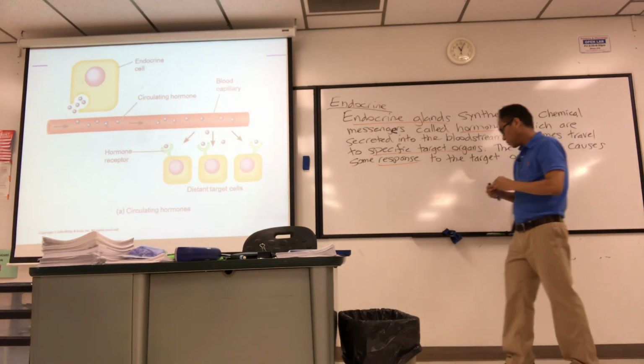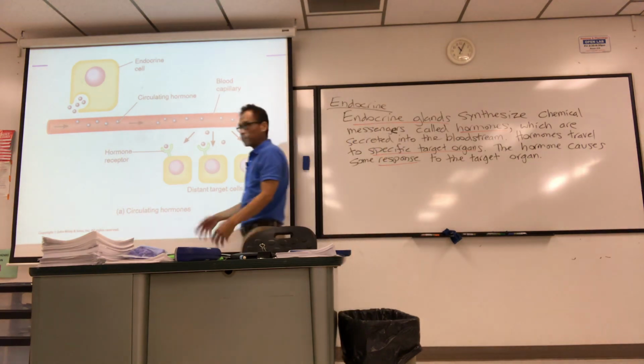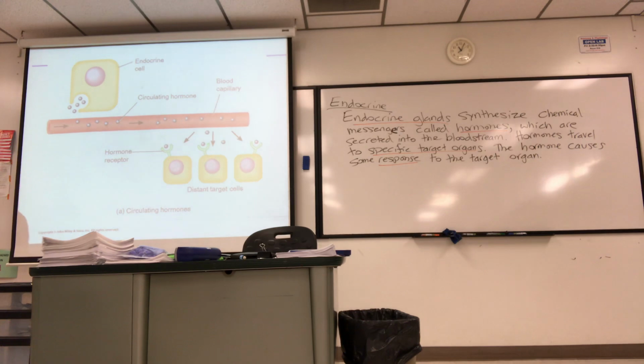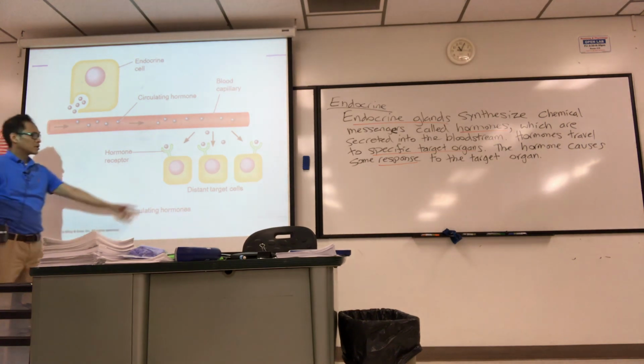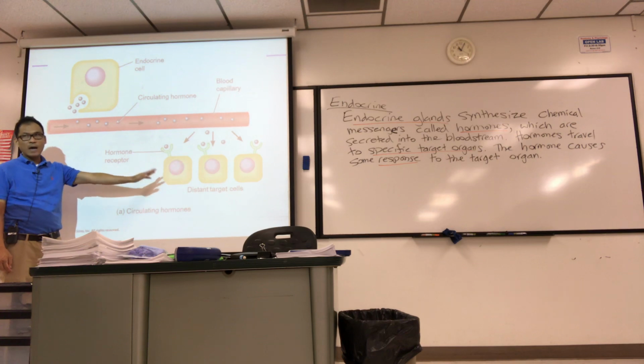Okay, and these travel to faraway places. The bloodstream is important because blood goes everywhere. So these are secreted into your bloodstream. They circulate everywhere. But you don't want it turning on everything. There are specific things you want to affect. So these distant target cells, you're affecting certain things, not everything.